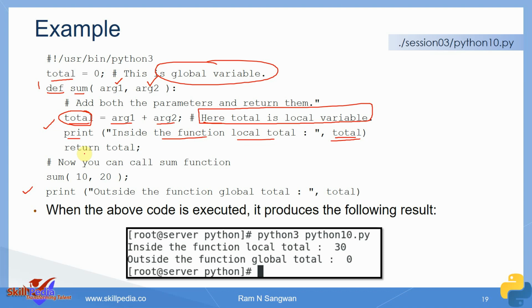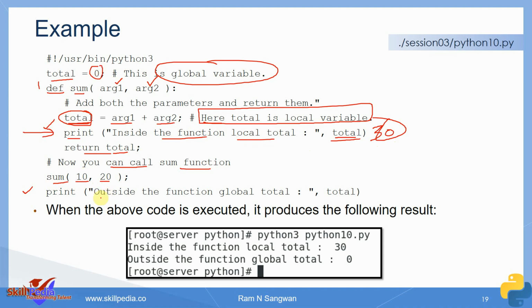And it will return the total value 12. Now you can call the function sum 20 and 10. So what will be printed here because of this statement? 30. So the value of total is 30 inside the function. Outside it is 0 and it will still be 0.